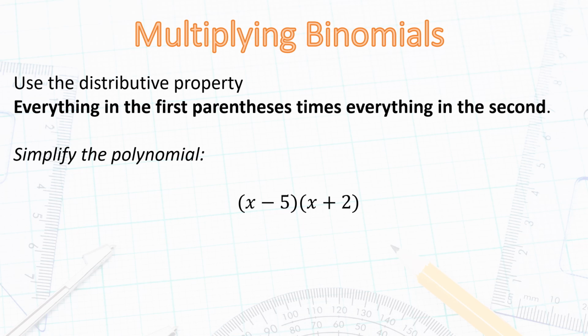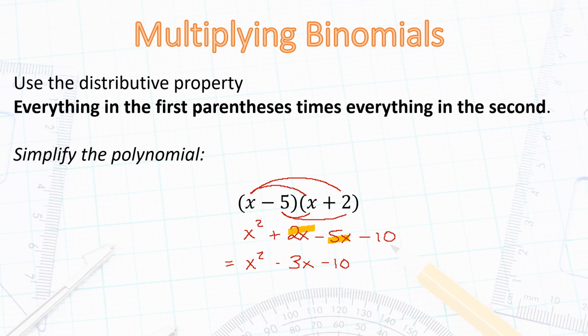So the way I like to do this is I track it with these little arcs. So x times x is x squared. X times 2 is 2x, minus 5 times x is minus 5x, and minus 5 times 2 is minus 10. So I then notice that I've got two terms that contain x's, so I can combine those, just like we did in our last class. 2 minus 5 is minus 3x, and then we've got minus 10, so that would be my final simplified answer.